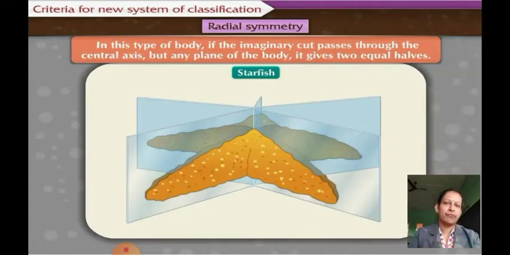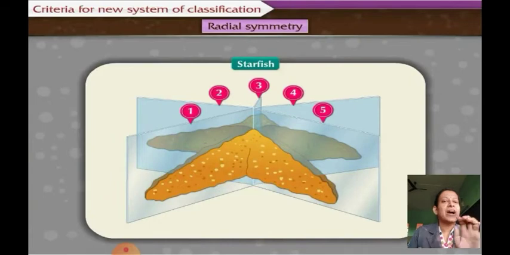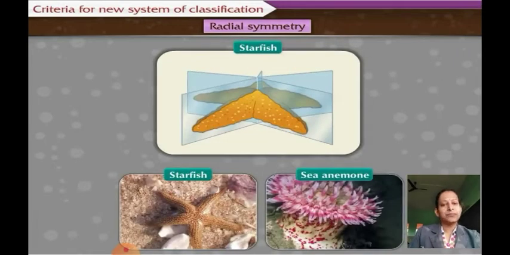Whereas in radial symmetry, the imaginary cut passes through the central axis. From the center, from any plane if you cut, it will give exactly two halves. For example, the starfish shows radial symmetry, and it has 5 axes of symmetry. You can see 1, 2, 3, 4, 5, because there are 5 radii, and therefore it can be cut along 5 different radii and you get exactly two halves. Such a type of symmetry is called radial symmetry. Not only starfish but other organisms like sea anemone also show radial symmetry.